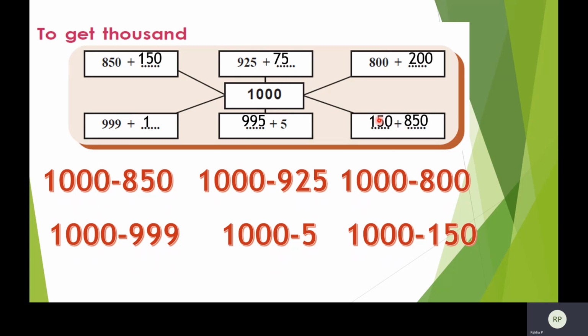Instead of this 150, you can have any number here. The only condition is that it should be less than 1000. You have to give a number which is less than 1000 here. So instead of 150, it can be 25, it can be 3, it can be 7, it can be 64, whatever it is. If you have written 64 there, you have to find out what is 1000 minus 64, and that answer you have to write here. So you can have any right answer. Any combination is possible.